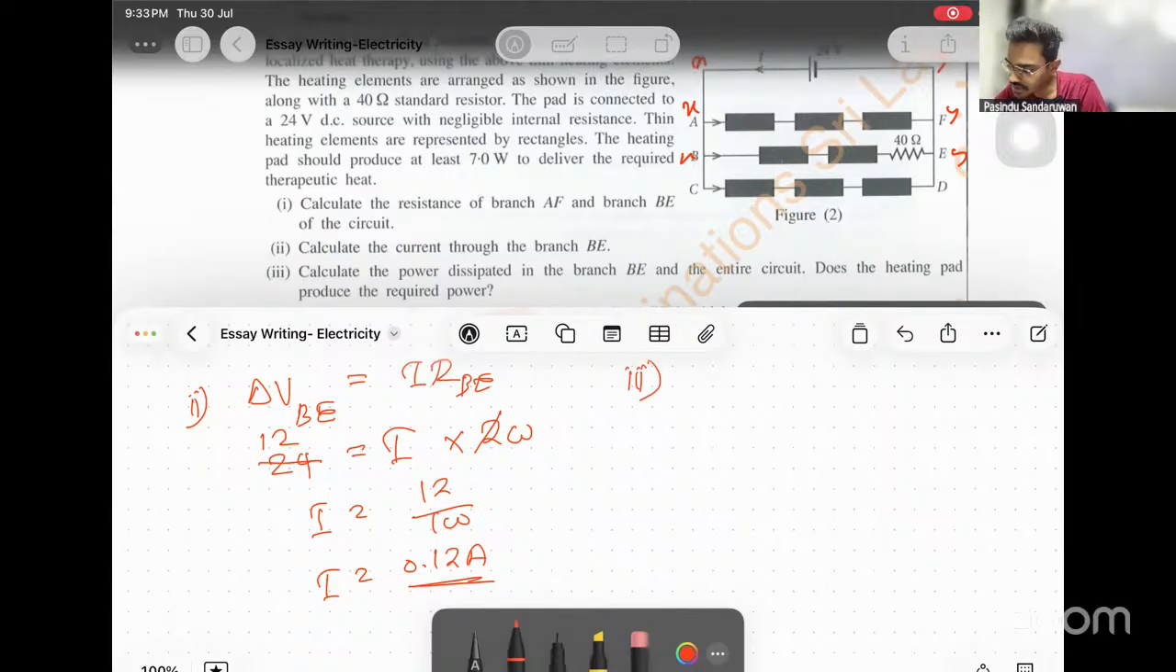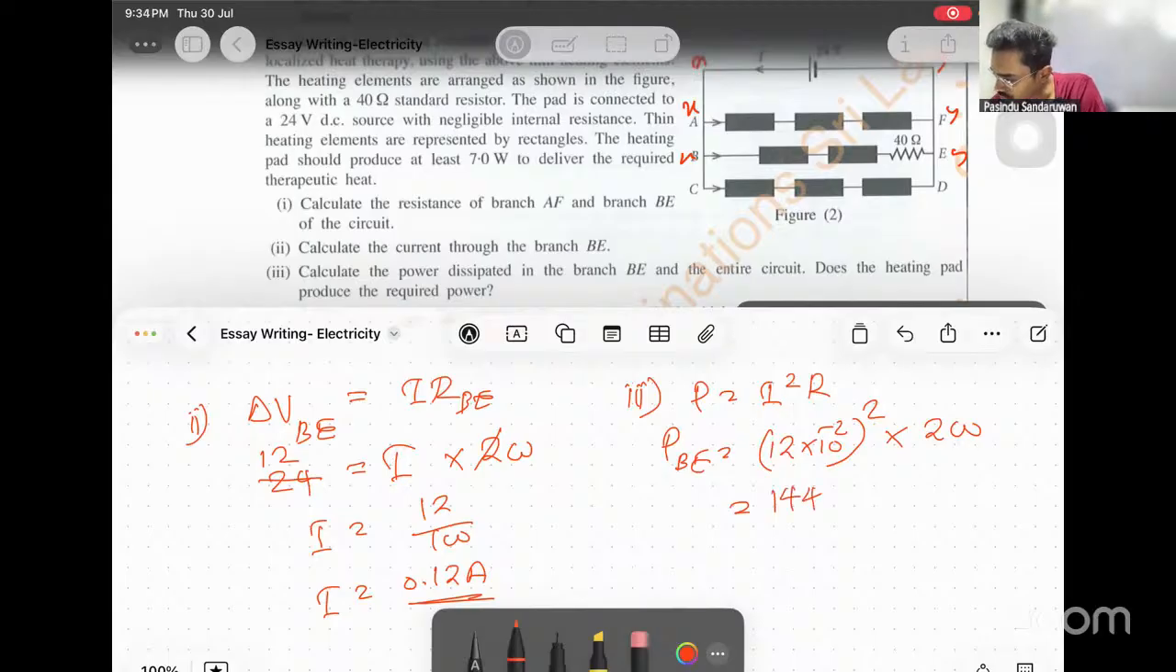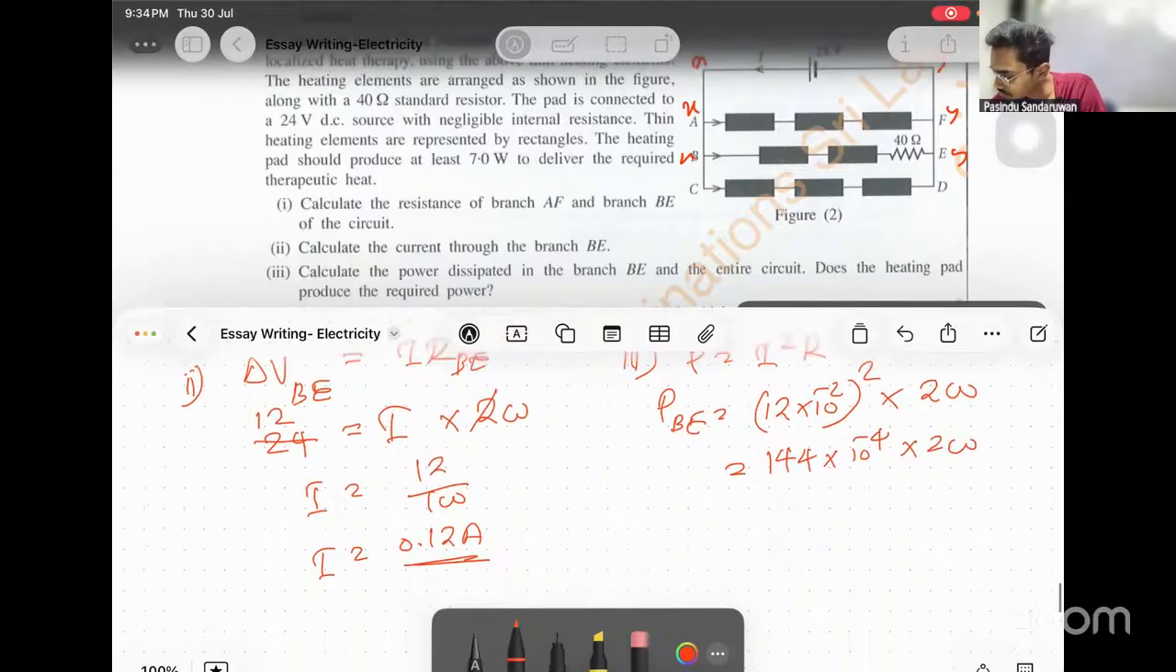Third, calculate the power dissipated in the branch BE. Since current is known, power is given by I squared R. Then power of branch BE is I squared, which is 0.12 squared. We can write it as 12 times 10 to the minus 2 squared, and R is 200. 12 squared is 144. Then 10 to the minus 4 into 200.